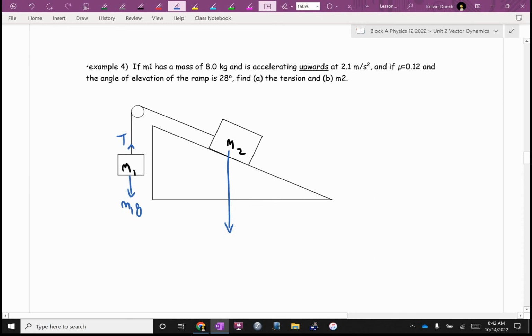We're going to put the mg on the pointy side of the ramp, m2g, and we're going to break it up into its components. And again, I want to be very careful that I go at right angles to the ramp, and I'll stop right about there. That's going to be m2g perpendicular, and that's going to be m2g parallel.